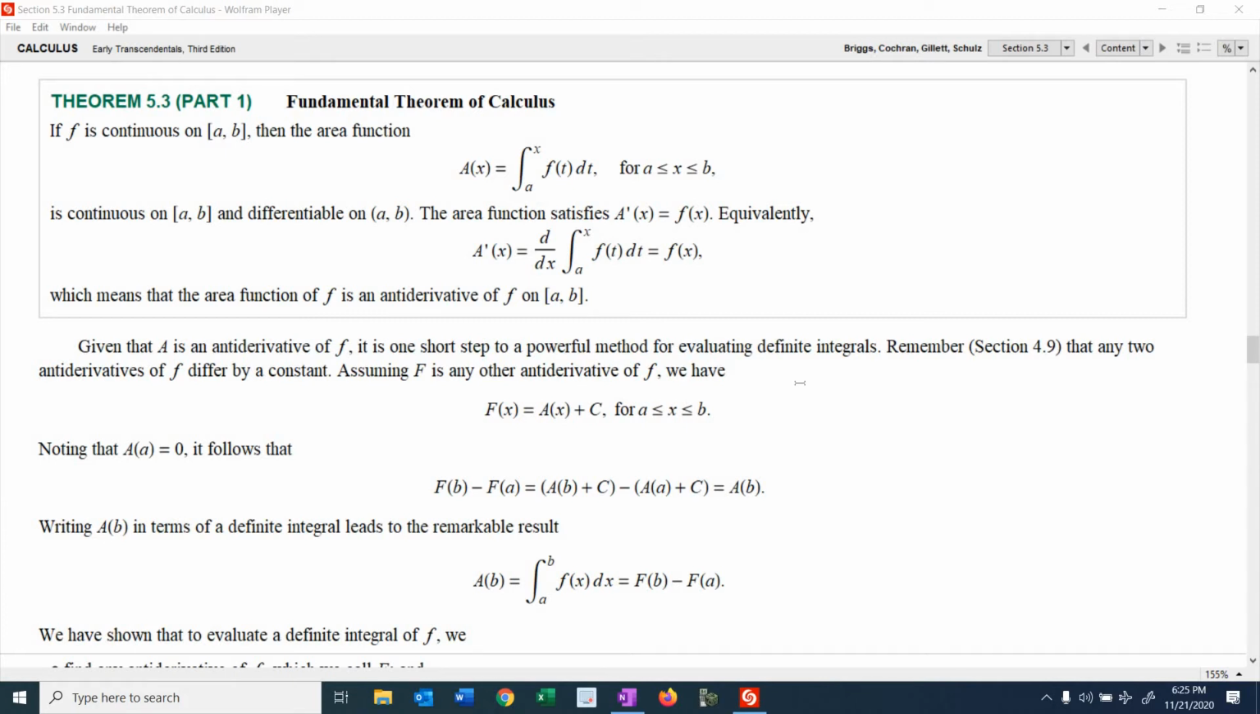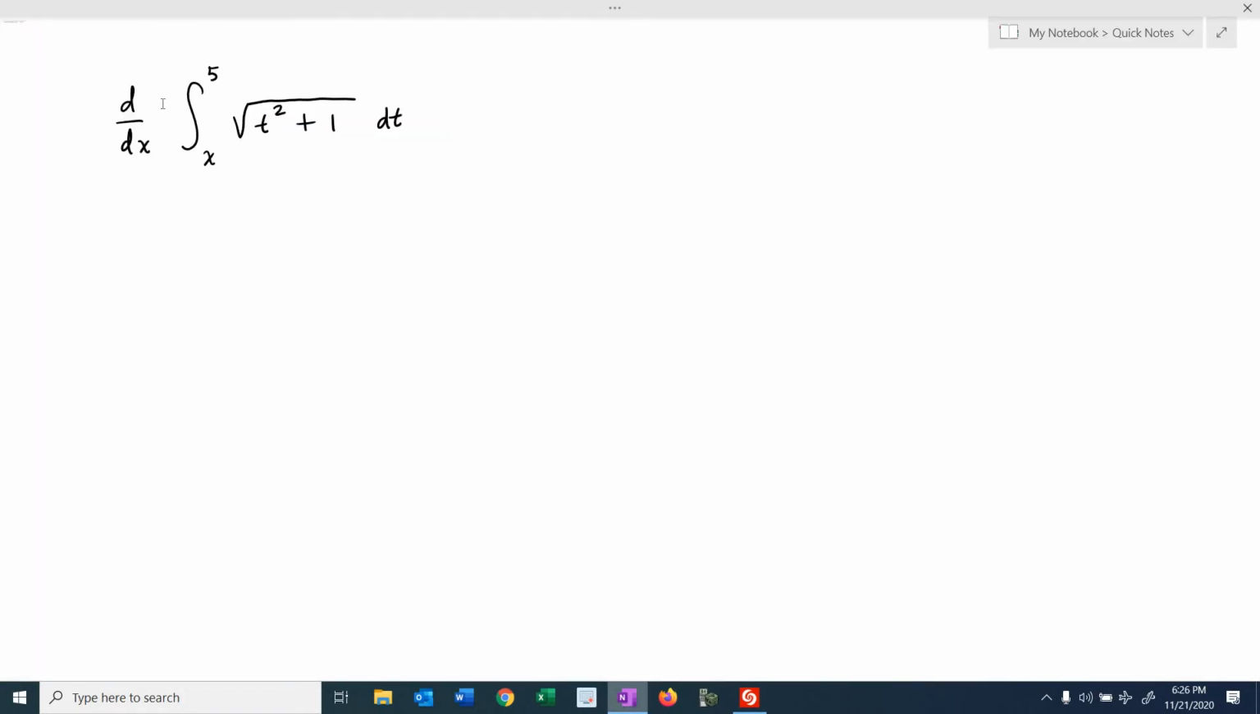Okay, so let me show you an example where we use this. So let's suppose you wanted to find the derivative of this function, of this definite integral. Now, first of all, technically this is not an area function, so we can't apply the fundamental theorem of calculus. And the reason it's not an area function is because when you have an area function, the lower limit needs to be a fixed number, and the upper limit needs to be a variable.